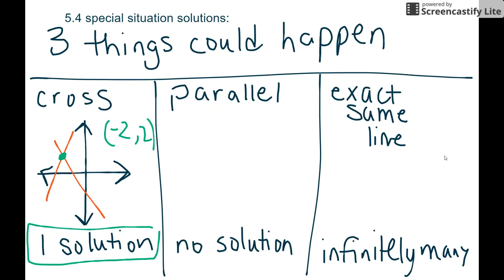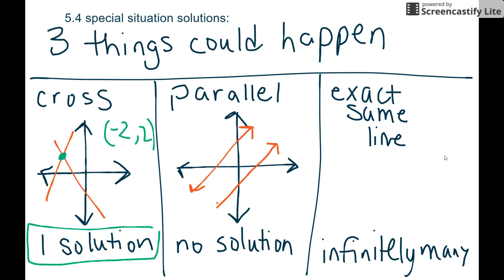Now, sometimes when you graph a line, you could get parallel lines. Okay, so what happens is if we have this line and we have this line, they never ever cross. So if they never ever cross, we can't write a solution, because remember, the solution is where they cross. So if they never cross, we write no solution. And again, I'll show you what the equations look like for no solution.